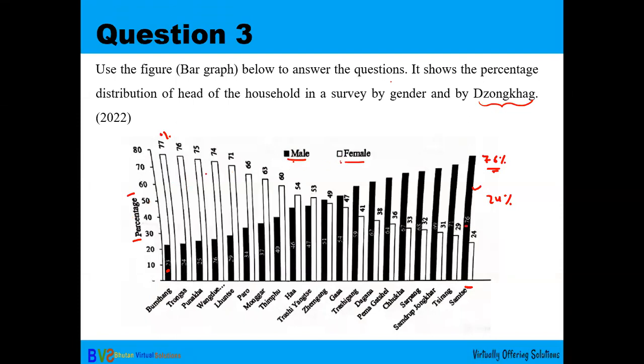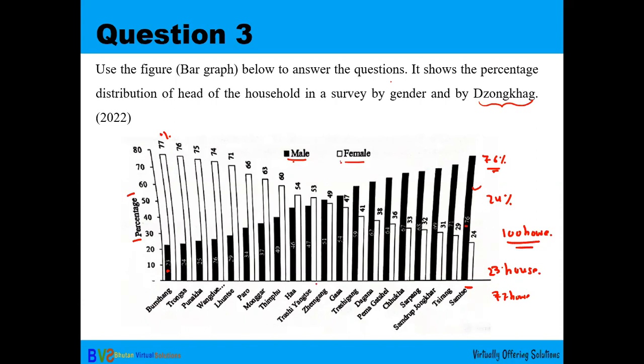White bar represents the female. Now, if you see this, in Bumthang Dzongkhag, for example, let us assume that in Bumthang there are 100 households. In 23 of the households, the head of the household is male, and the rest of the households, 100 minus 23, which is 77 households, the head of the household is female. All right. So it is just saying this.